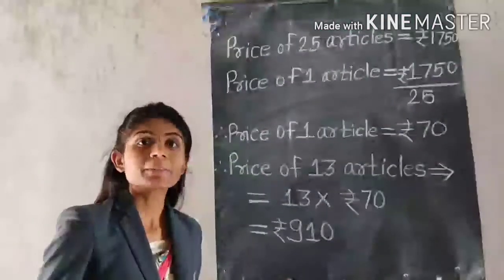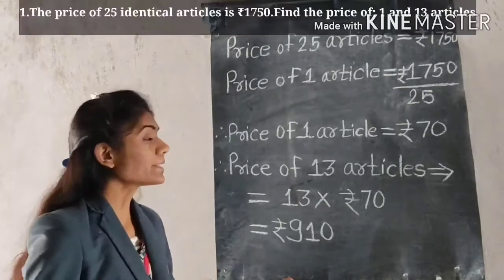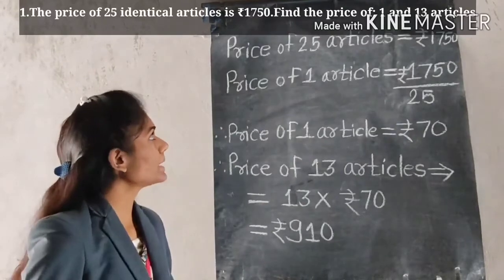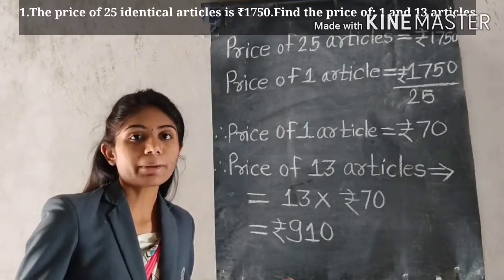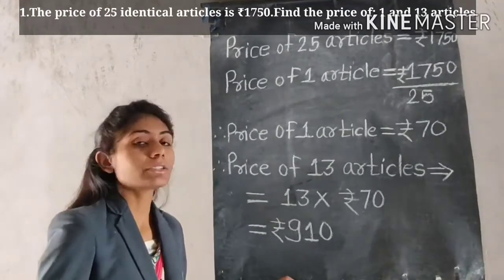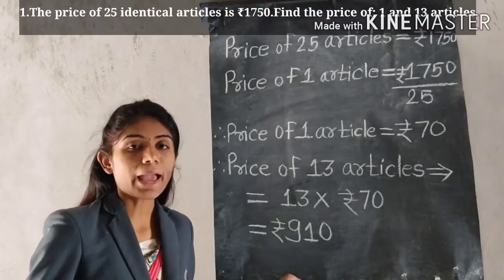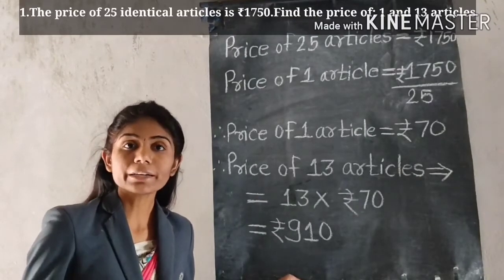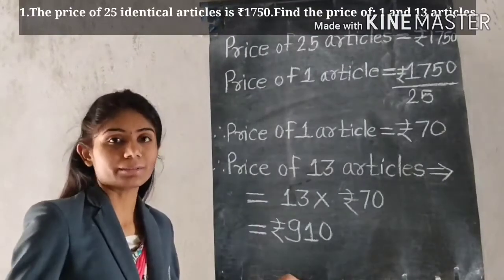Let's see some examples from the exercise. The first example is: the cost of 25 articles is rupees 1750. Find the cost of one article as well as the cost of 13 articles. So let's find the answer.